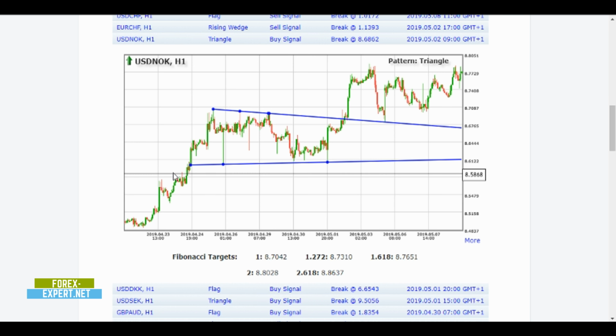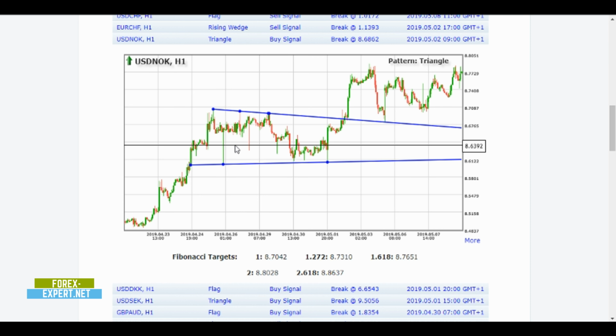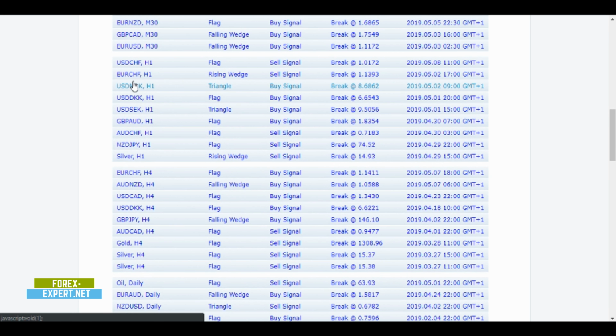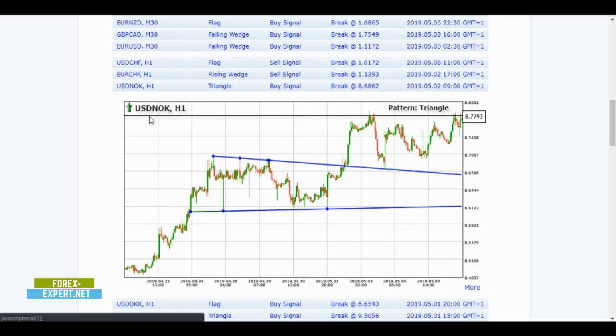You should filter the signals in this way, looking at the momentum of the trend and the weakness or the strength of the pattern. If the strength of the pattern is higher, is bigger than the momentum of the trend, then you shouldn't take that signal.